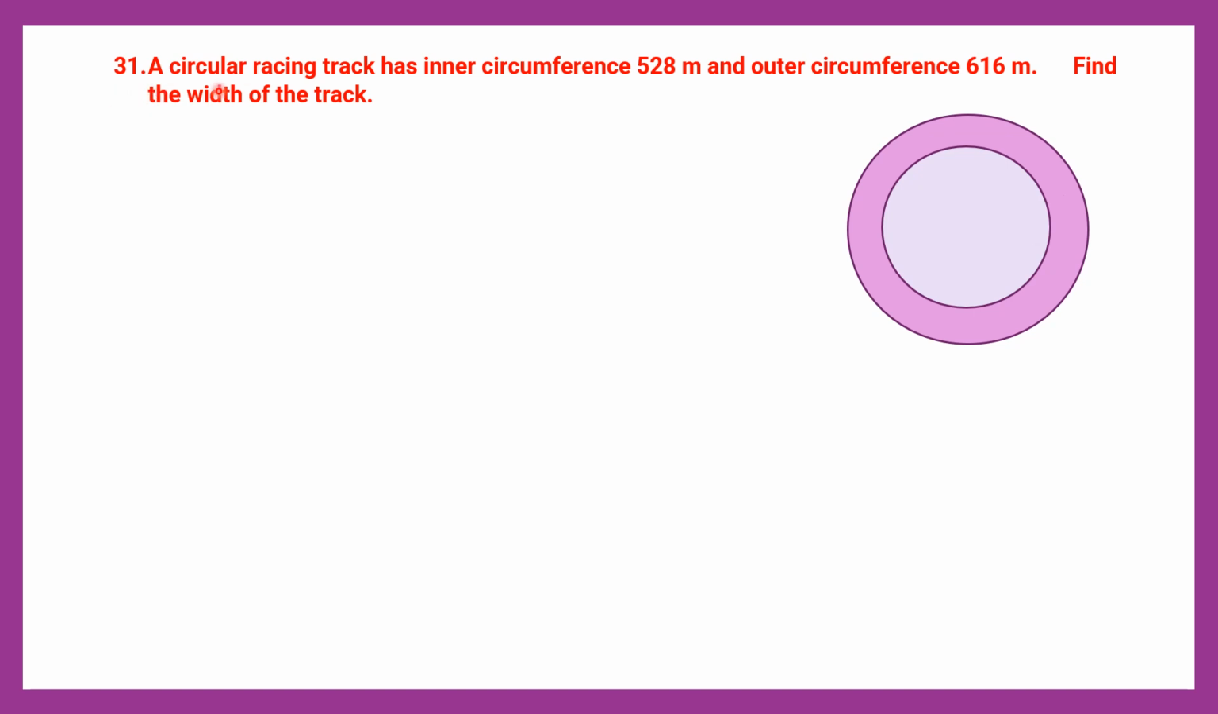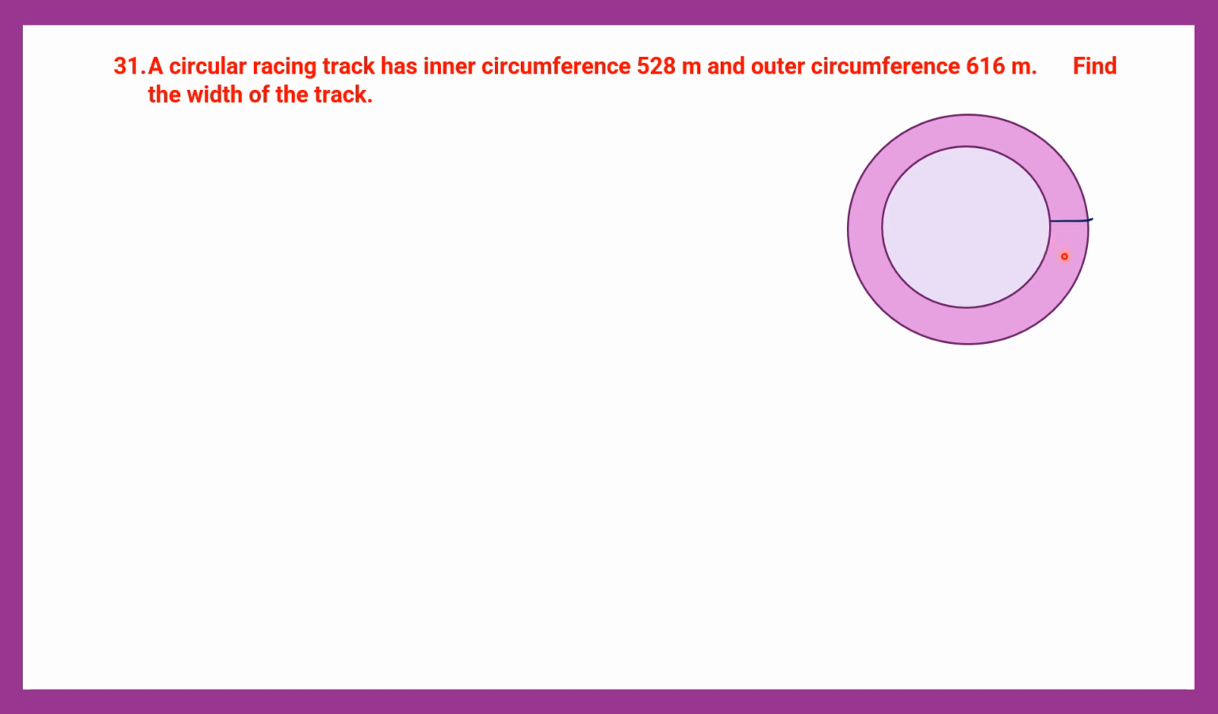Question 31. A circular racing track has inner circumference 528 and outer circumference 616 meters. Find the width of the track. So here we know the inner circumference, the boundary, and the outer circumference, that is the outer border or the boundary. Now we have been asked to find the width of the track. Which is the width of the track? It is this portion. The width of the track is this, okay? This purple portion that you can see, that is the circular track, and this is the width of the track.